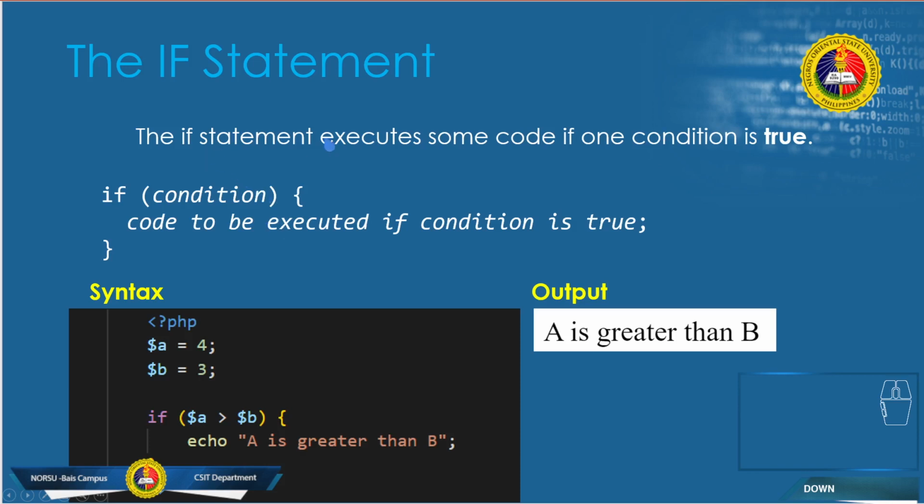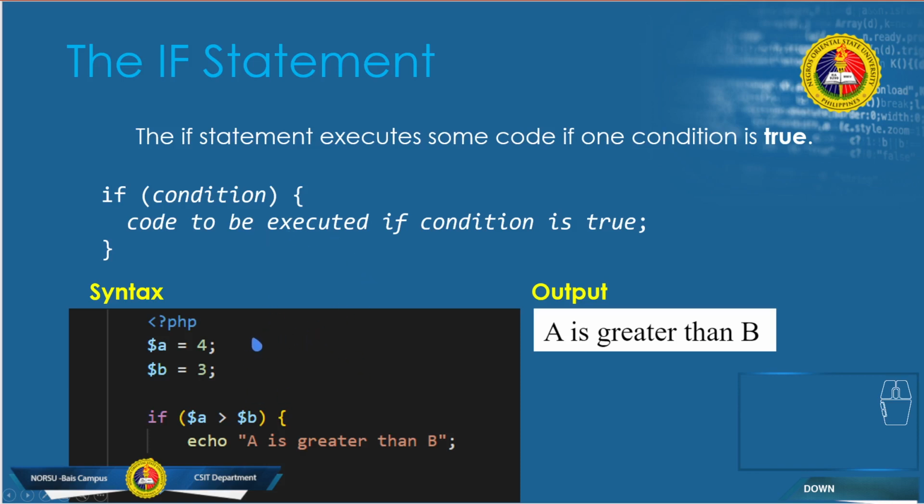Alright, so again, the if statement executes some code if one condition is true. It's basically the same thing on how we write it using C++. We write the word if, and then we set the condition inside parentheses, and then the code to be executed if the condition is true is written inside a code block enclosed with curly brackets. So pretty much it's the same with C++. So we will try this.